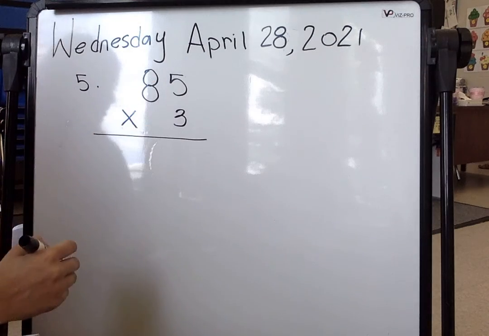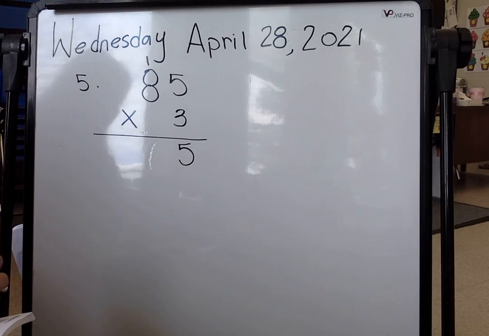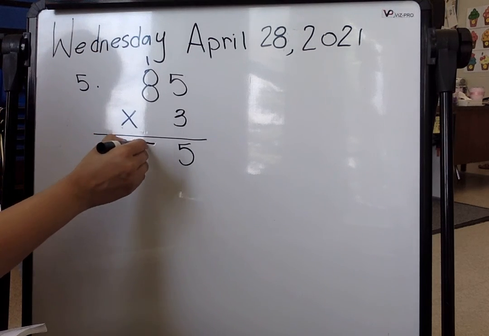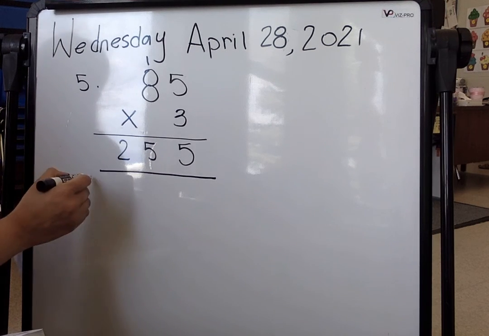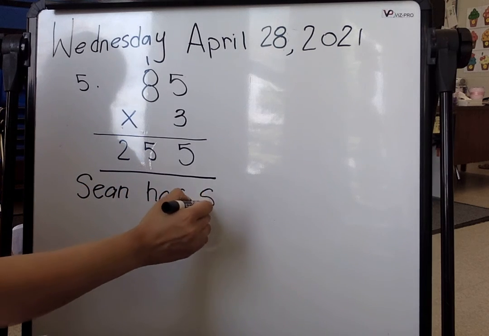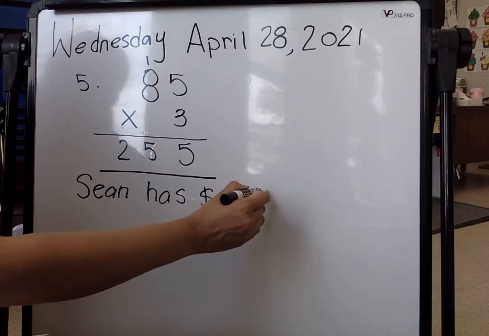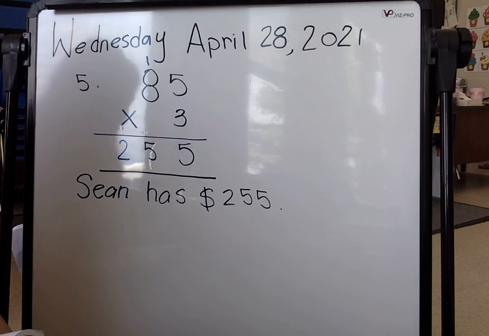So let's go ahead. 3 times 5 gives me 15. I carry my 1 over. 3 times 8 gives me 24 plus 1, 25, right? So how much money did Sean have? Sean has $255. Okay, that is question 5. I hope you're doing it with me, and I hope you got your answer correct. Let's move on to question 6.